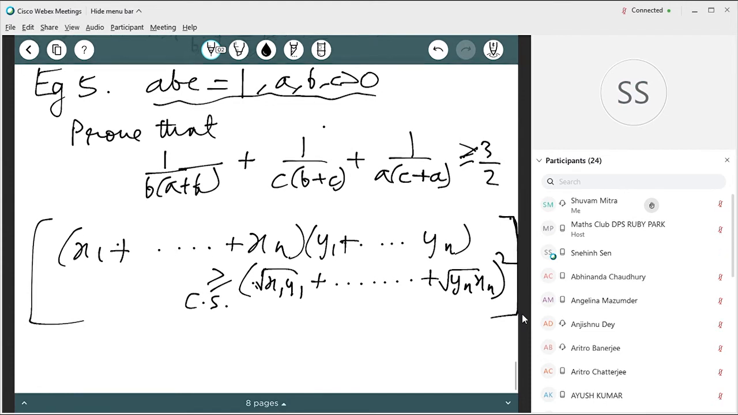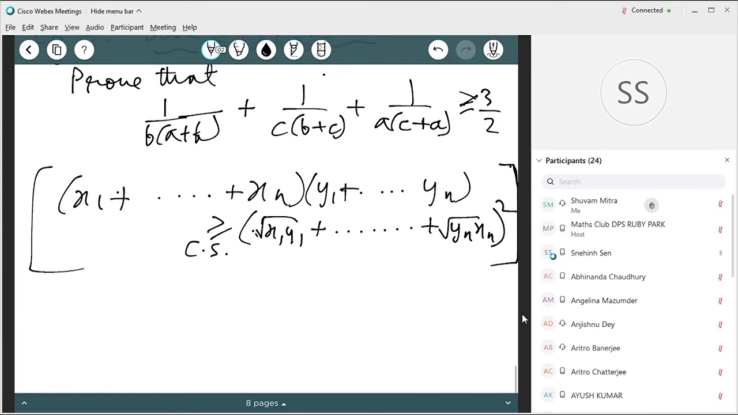You are saying that replacing 1 by b as AC, this inequality becomes AC by (a plus b) plus BA by (b plus c) plus CB by (c plus a). Well, that's good. It's greater than or equal to 3 by 2. Yeah, that's good, but this won't be enough.